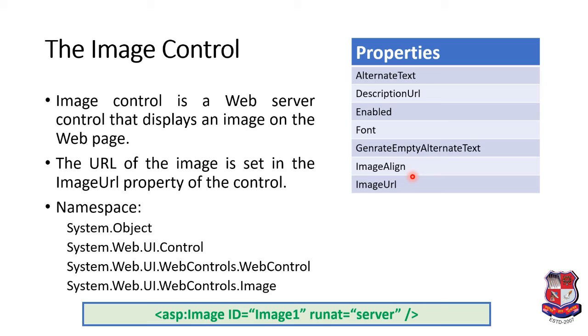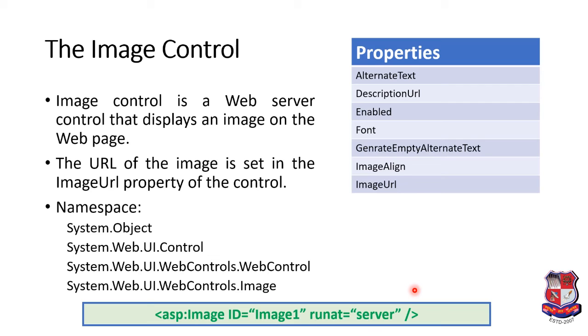Next is ImageAlign. This property is used to obtain or set the alignment of the image control in relation to the other controls on the web page. And the last one is ImageUrl. This property is important, and it is used to obtain or set the URL that provides the path to an image to display in the image control. We can see an example for the image control. It will be like this: asp:Image ID="Image1" runat="server".